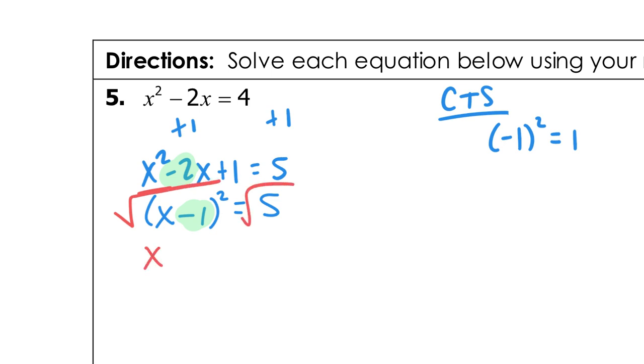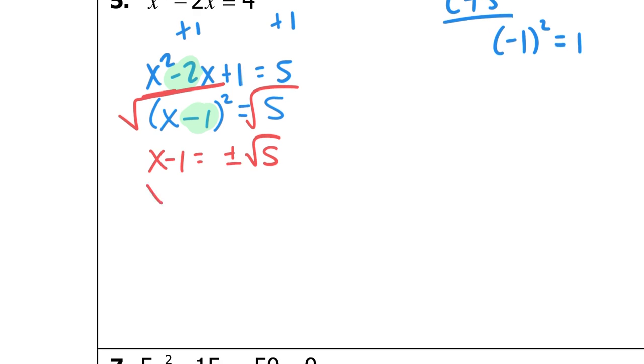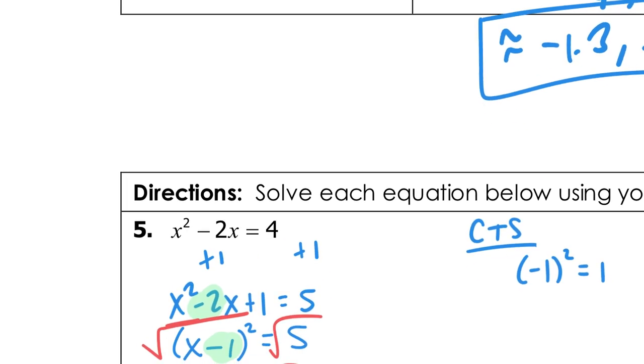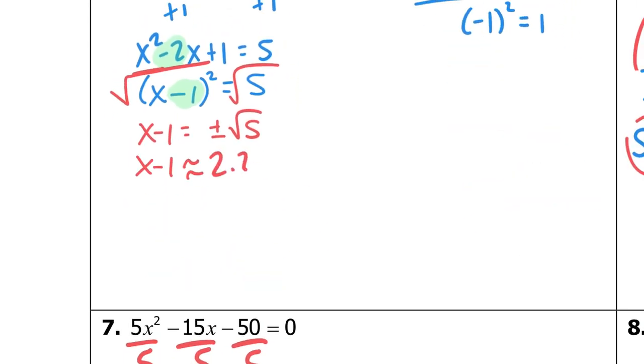So here we get x minus 1 equals plus or minus the square root of 5. The square root of 5 is approximately, hold on, I'm typing in the calculator, it's going to be 2 point something. Let's do to the 10th, so 1 decimal place. So about 2.2. Solve that for x. Oops, I forgot my plus or minus, which does matter. So to solve this for x, we're going to add 1. Positive 2.2 plus 1 is 3.2. Negative 2.2 plus 1 is negative 1.2.